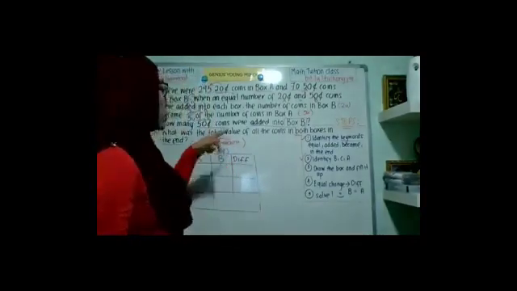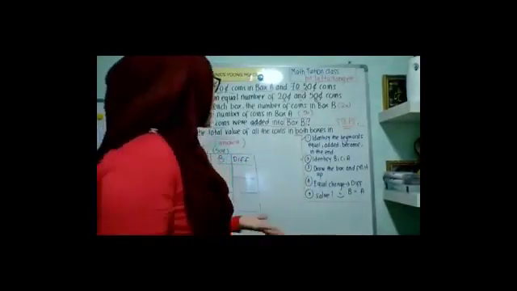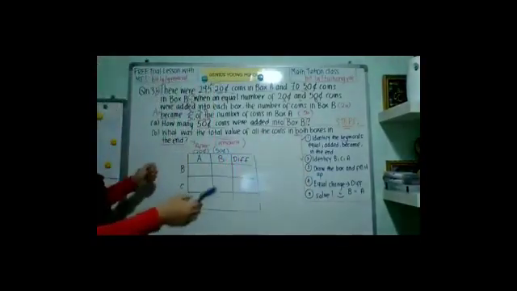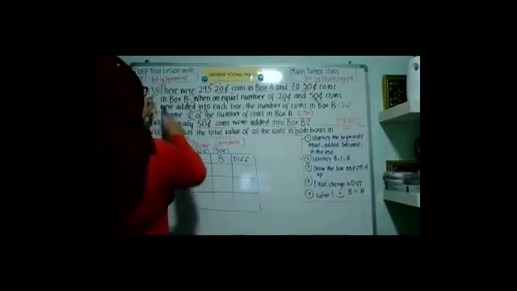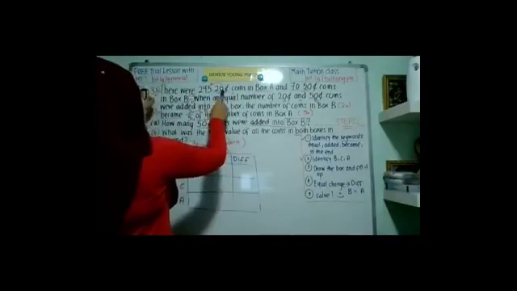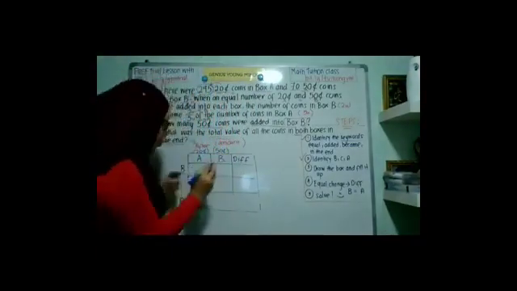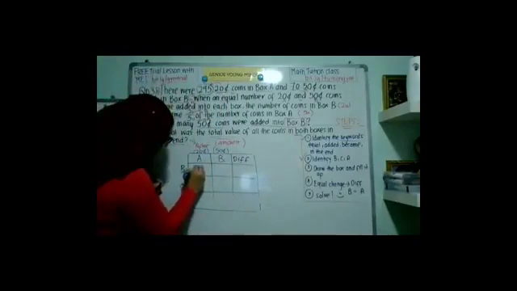In the end, you need to find the total value, the total amount of money that you have in both boxes. Okay, let's go. Before A. Before A, how many 20-cent coins were there? There were 295 20-cent coins. So we put inside here 295.